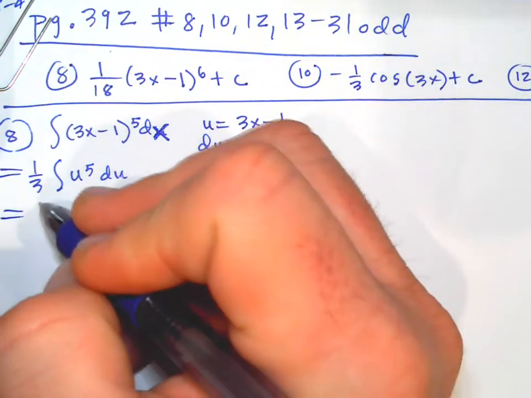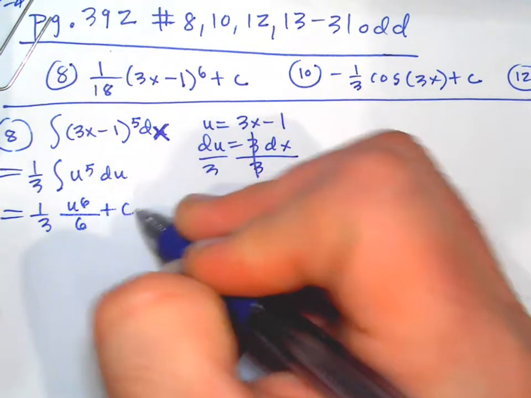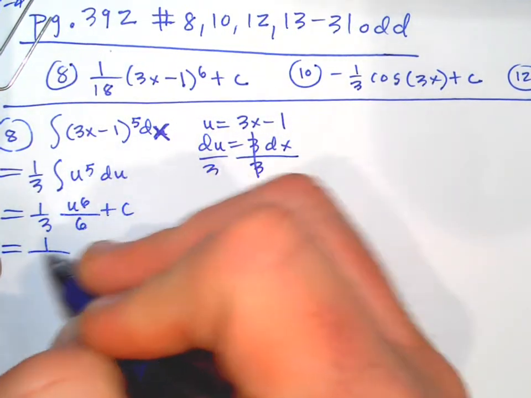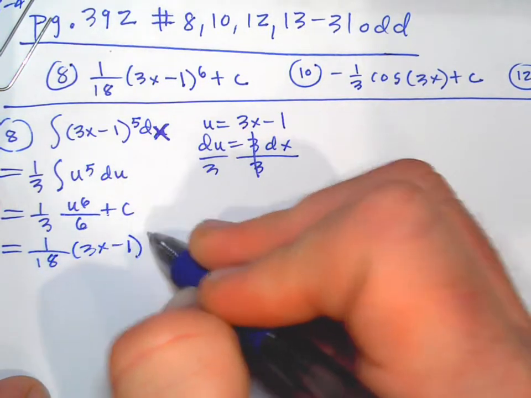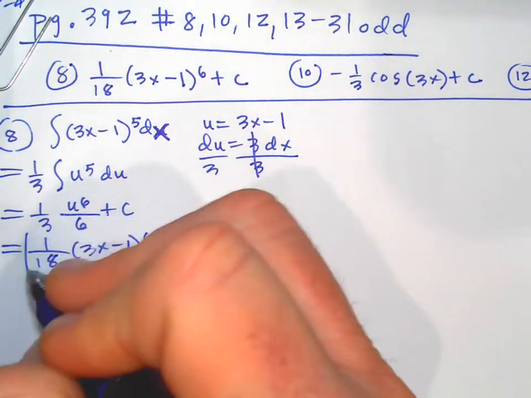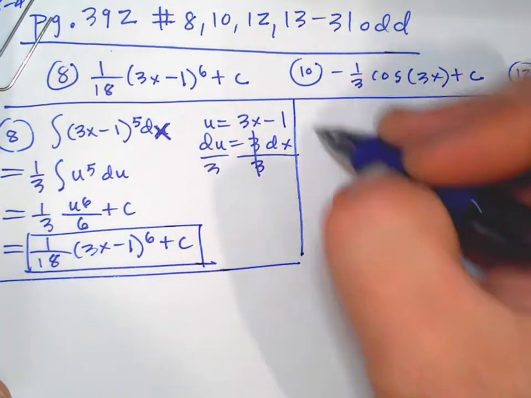Okay, so this is going to be a power rule. Bump it up 1, divide by the new exponent, plus c. So we're going to get 1/18 (3x minus 1) to the 6th power plus c. Final answer. There we go.